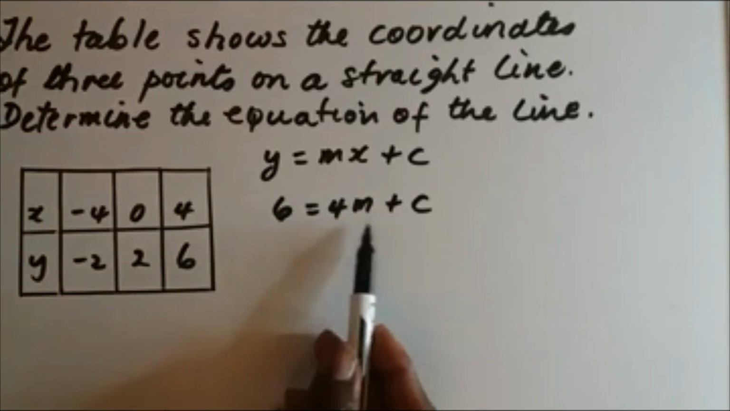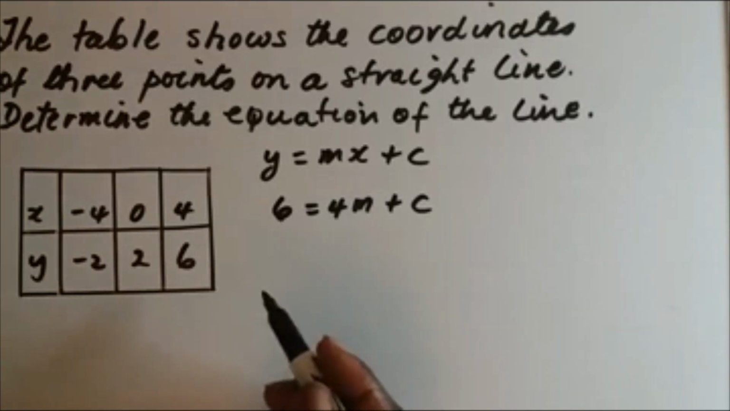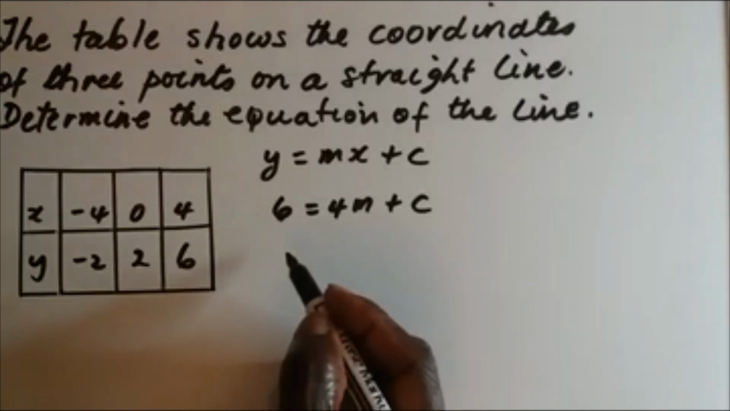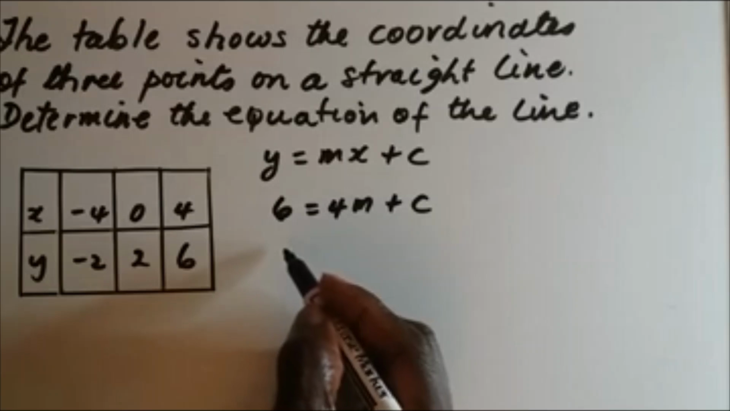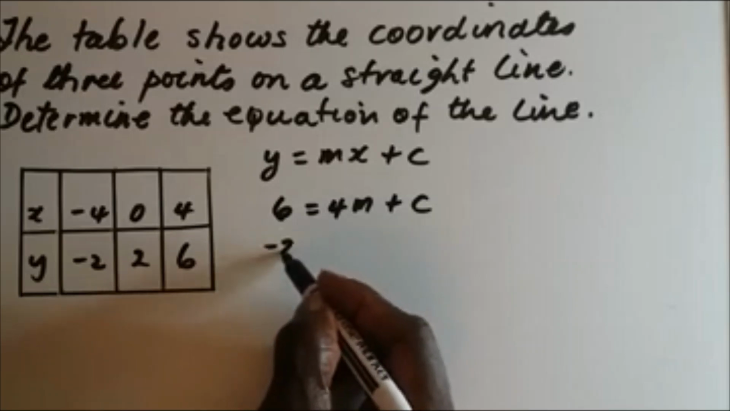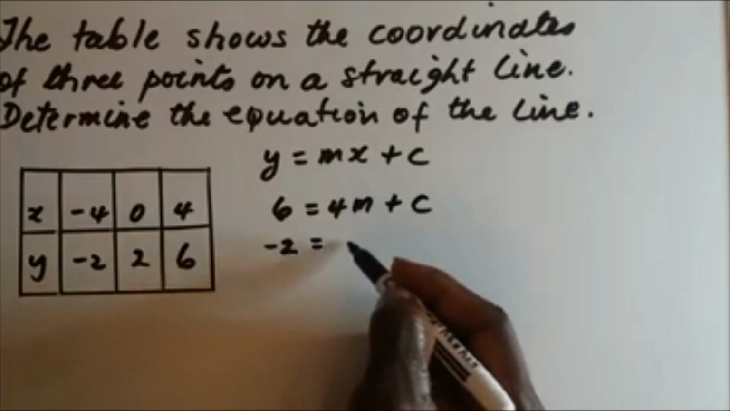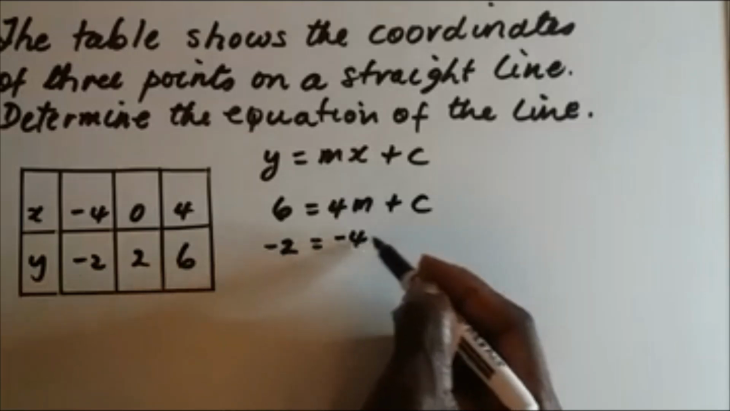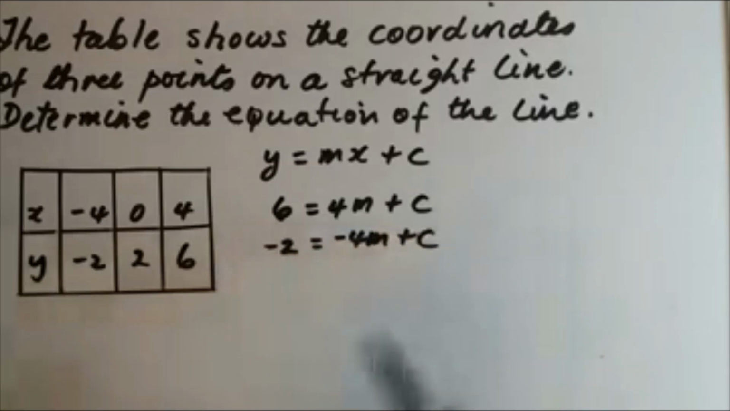But if you note, we have 2 unknowns, m and c, and that implies that we should have 2 equations if we want to solve 2 unknowns. Simultaneous equations will suffice. Next we have minus 2. We use this column here, and it's equal to minus 4m, because x is minus 4, and c.